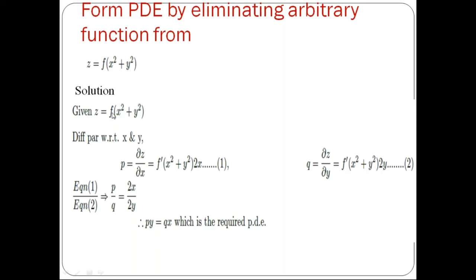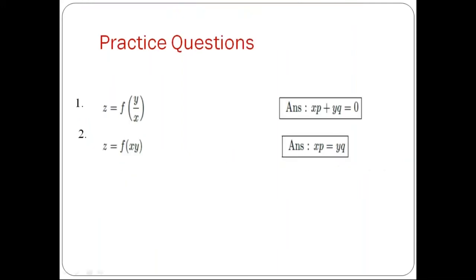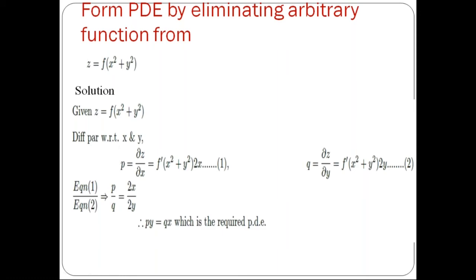Sometimes students write f dash 2y. That is wrong. Please note, it is a function of x square plus y square. Function means it may be e raised to power x square plus y square. It may be sine of x square plus y square. It may be tan of x square plus y square. Any function. So we can't differentiate only that part and write f of 2y. So it will be f dash of x square plus y square into 2y.